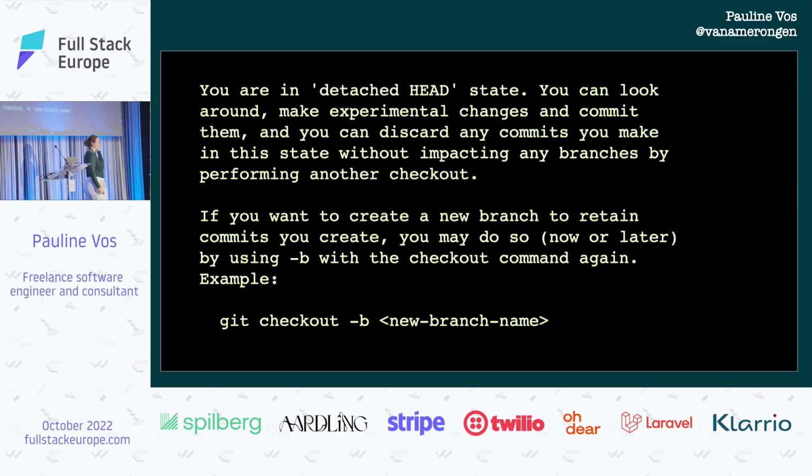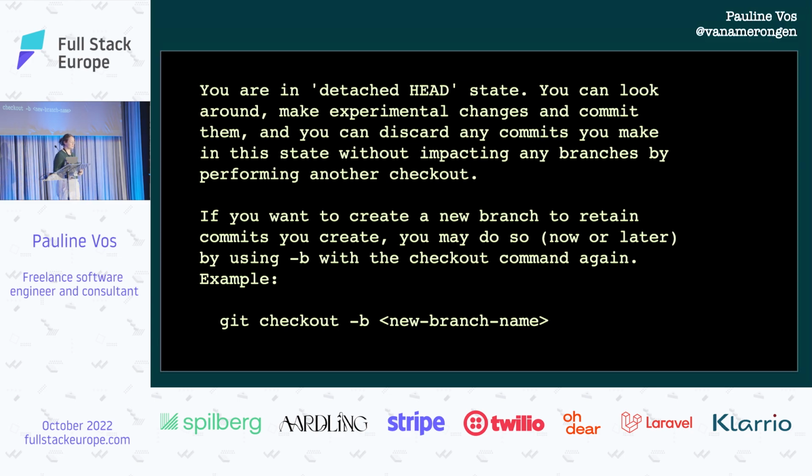I don't know if you recognize this bit of text. It's pretty confusing. I think this is one of those CLI outputs that you'll just kind of glaze over for years and never really look at what it actually means. So it says you're in a detached head state, whatever that is. You can look around, make experimental changes, and commit them, and you can discard any commits you make in this state without impacting any branches by performing another checkout.